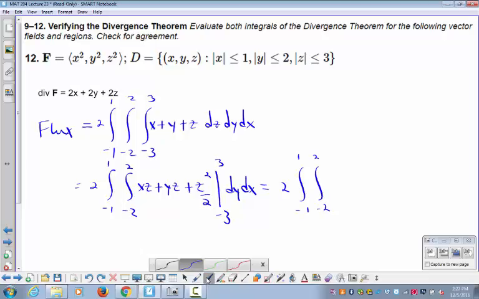Plugging in our limits for z, let's see. So we're going to get 3z here. And then minus negative 3z, so we're going to get 6, or I should say x, we're multiplying by x, so 6x. The middle term plugged in for z, we're going to get 3y minus minus 3y, so we're going to get 6y. And then the last term, we're going to get 9 halves minus 9 halves, so that part's going to go away, correct? Because that's the square. That'll go away. And then we're left with dy dx.